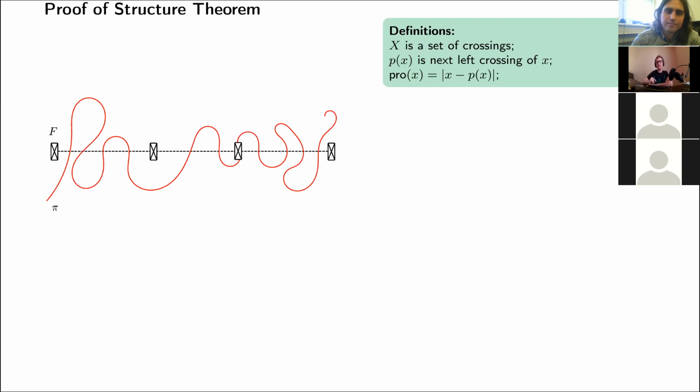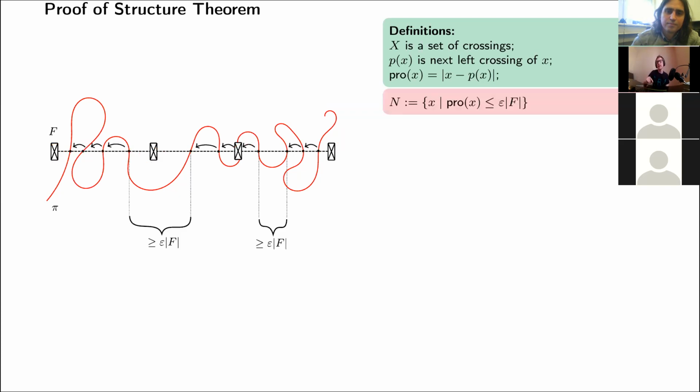Okay, and what we are basically trying to show is that if we put these portals, these crossings are the portals. So we also have these equispaced portals here. And now I will show you how we actually patch. So we will divide this set of crossings into the set of near points, which we call N. And these are basically the points that have the next crossing within epsilon times the length of this face. Okay? So these are the crossings that are near to each other.